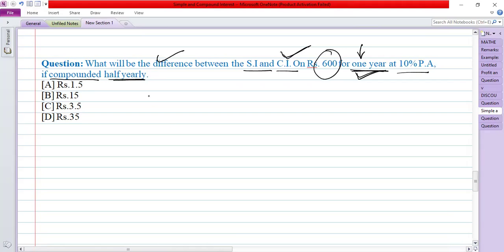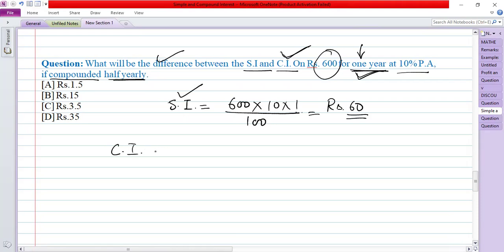So now here, first of all, we will calculate the simple interest, okay, after 1 year, that is now 600 P, R is 10% and time is 1 year, and divide by 100. So this will simply give us rupees 60. Okay, so this is the simple interest after 1 year.